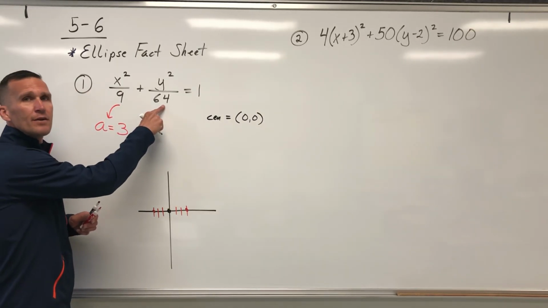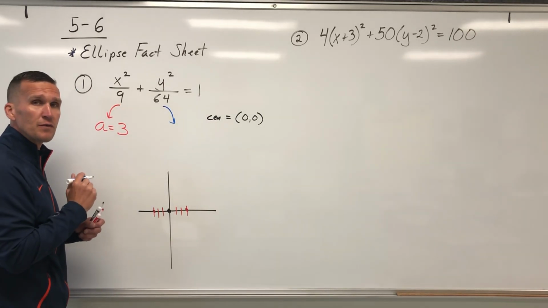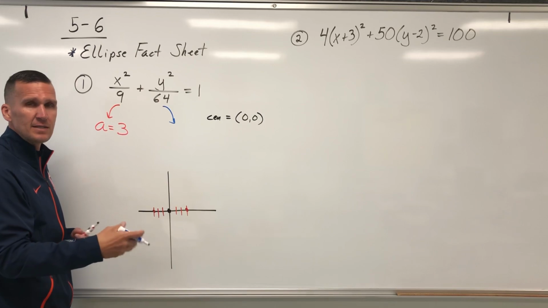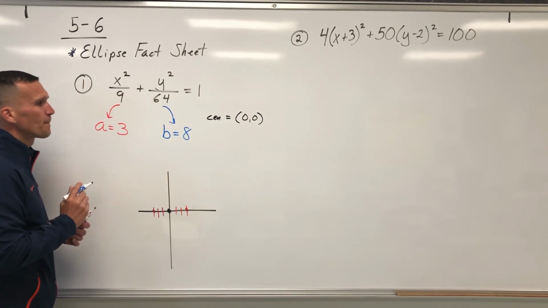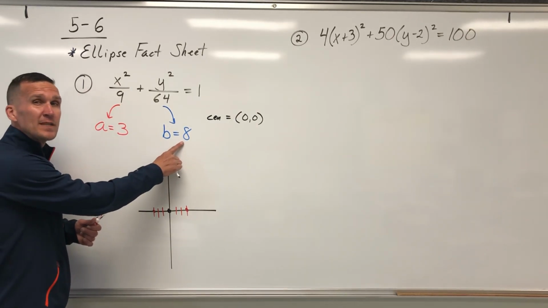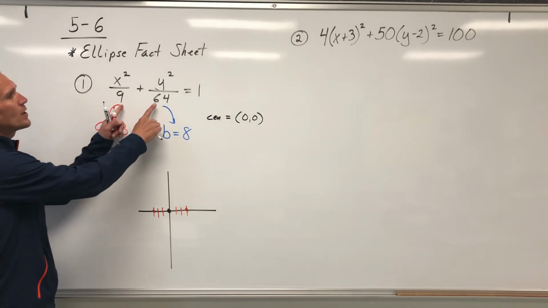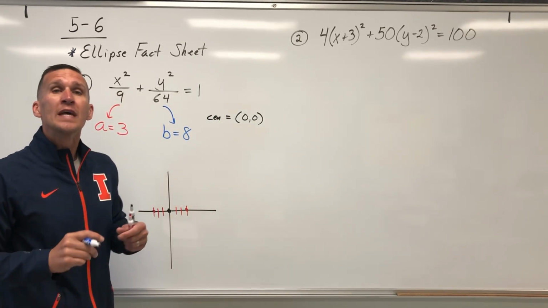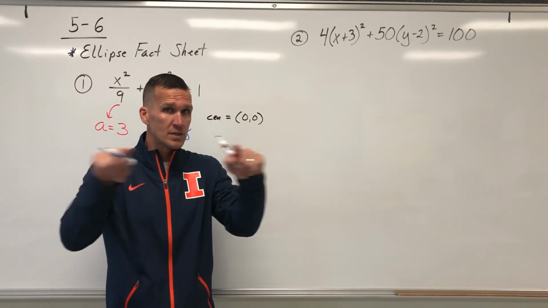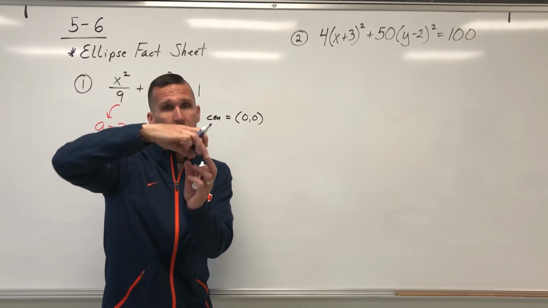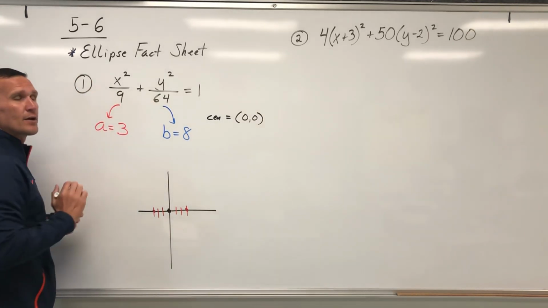Since the denominator underneath y is b squared, I have to square root it. As I square root 64, it's plus or minus 8, but since it's a distance, I only say positive 8. So b is equal to 8. Now, if I'm going to count 8 spaces up and 8 spaces down, I know that that must be my major axis. So right away from your equation, you should know whether your ellipse is elongated horizontally, or the major axis runs this way, or elongated vertically, where your major axis runs up and down. It's determined by which denominator is larger.